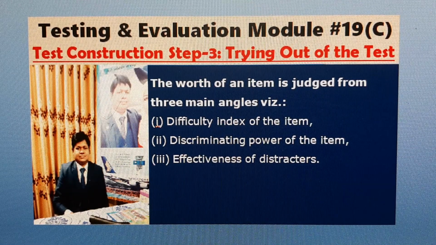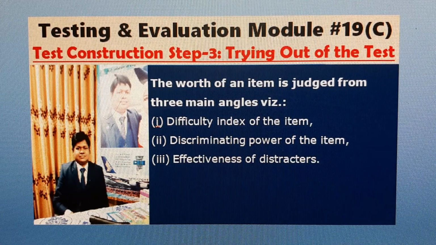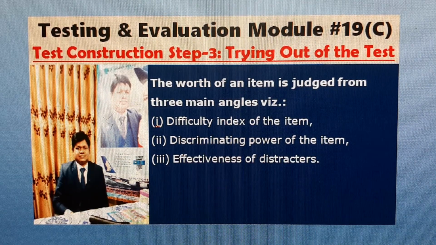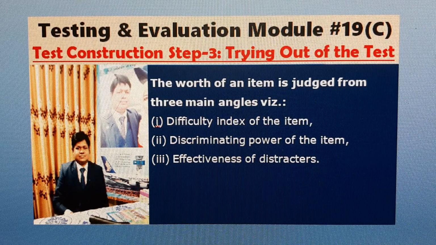Angle 2, discriminating power of the item. The discriminating power, that is the validity index of an item, refers to the degree to which a given item discriminates among students who differ sharply in the functions measured by the test as a whole. An estimate of an item's discrimination index may be obtained by the following formula.